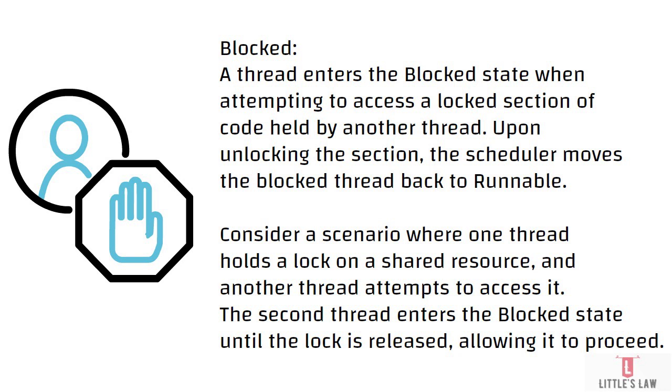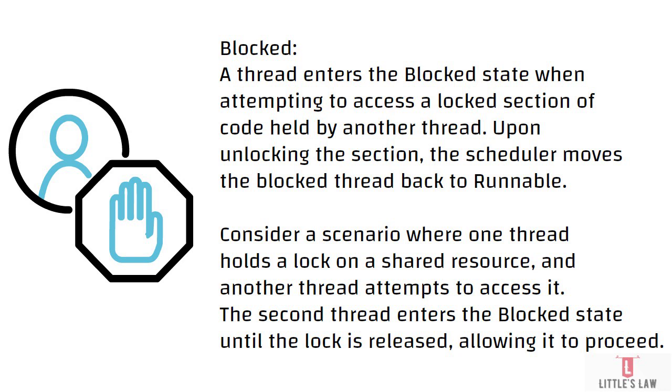So again, for an example, when one thread holds a lock on a shared resource and another thread attempts to access it, in this scenario the second thread enters the blocked state until the lock is released, which allows it to proceed with its execution. So that's the third state, which is the blocked state.